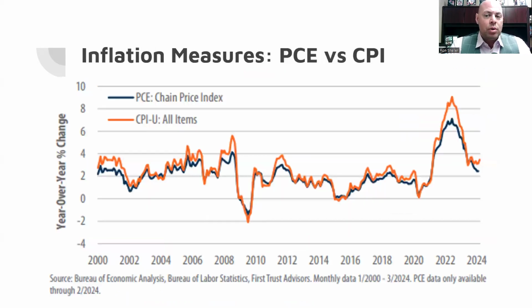Since 2000, the annualized gain in the PCE price index has typically been about 0.4 percentage points lower than the CPI due to several key differences. First, the CPI uses a fixed basket of goods and services with quantities based on past consumption, rarely updating. In contrast, the PCE price index adapts more dynamically, reflecting changes in consumer behavior and substitutions in response to price changes by frequently adjusting item weights based on current spending data.